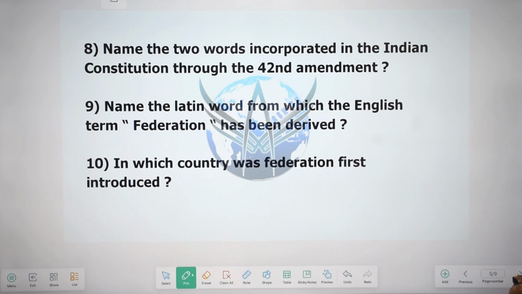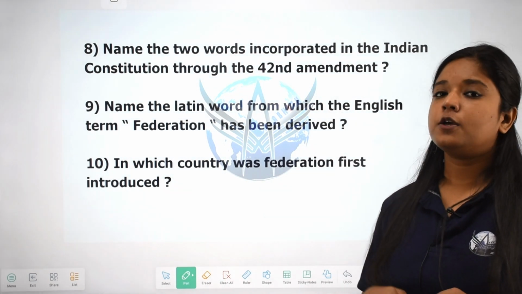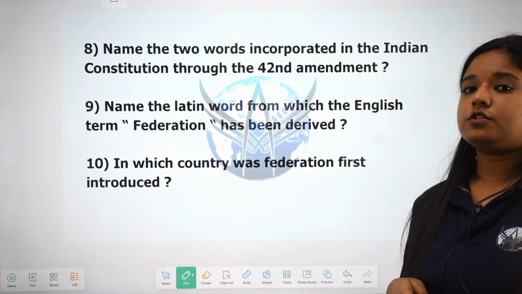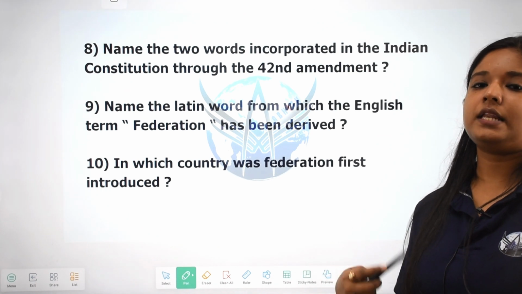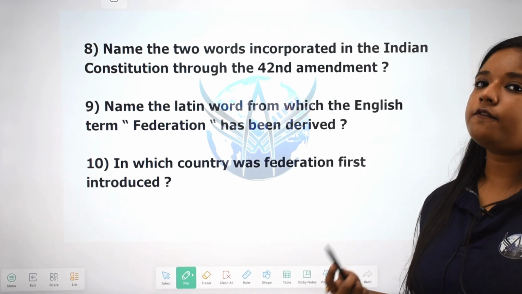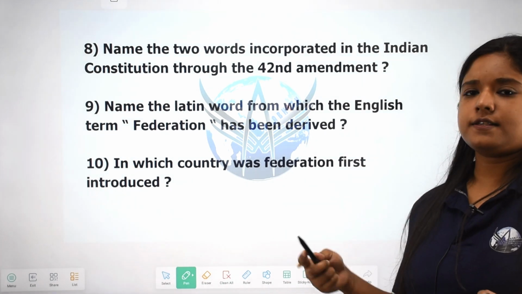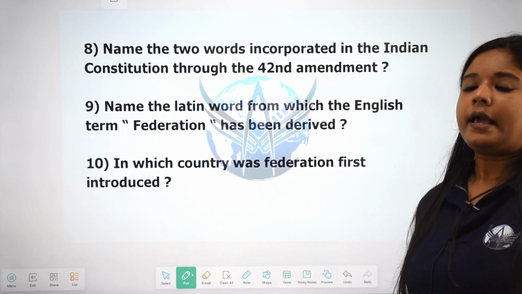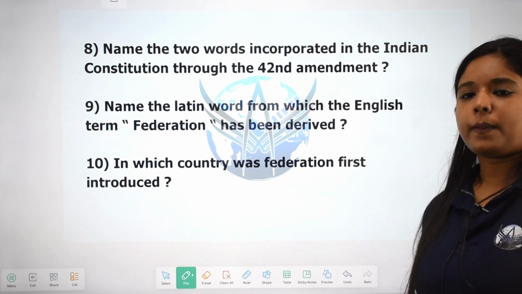Next, name the two words incorporated in the Indian Constitution through the 42nd Amendment Act. Socialism and secularism. Socialism means we shall not discriminate among people based on their income, status, or standard of living; we treat everyone equally. Secularism means India is a secular country. People belonging to different religions live in India, so India does not prioritize any particular religion; everyone is treated equally.